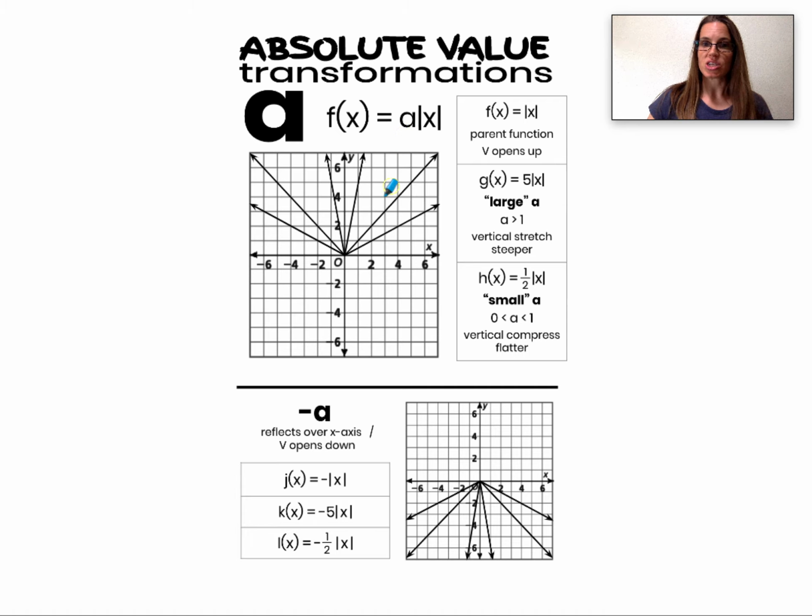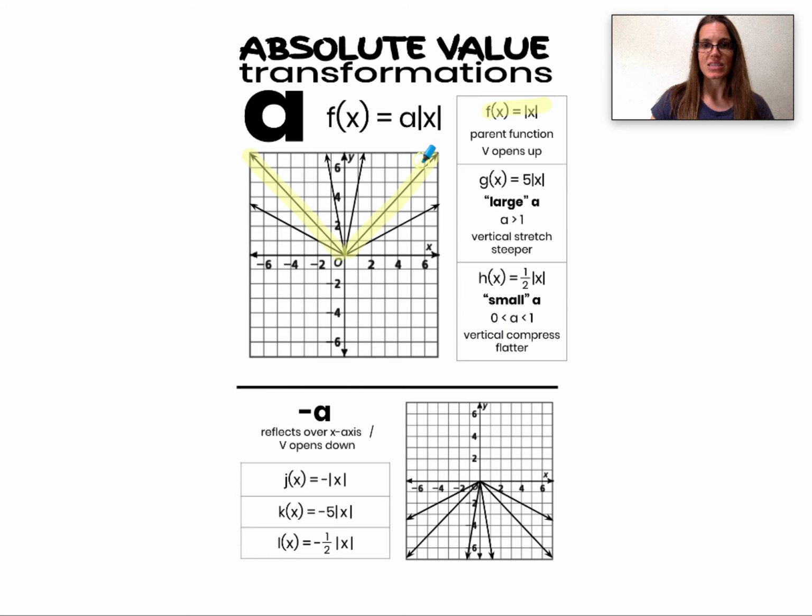For all of these transformations, we're comparing our new function to the absolute value parent function. The absolute value parent function is f of x equals the absolute value of x, and it's pictured here on this yellow graph. The parent function faces up and is v-shaped, so we say the v opens up. It has a left branch slope of -1 and a right branch slope of +1.